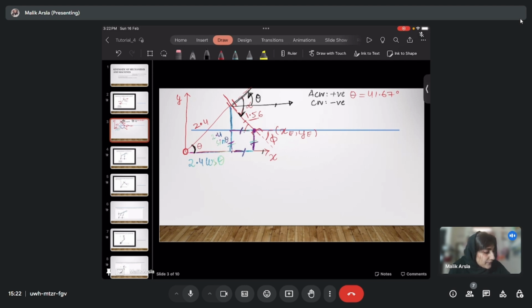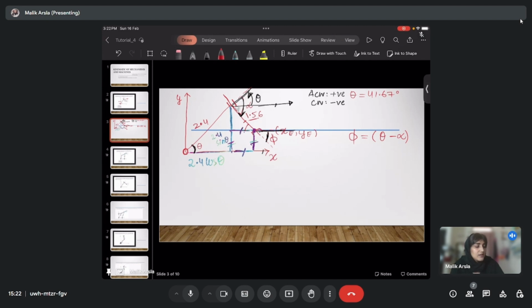From geometry, you can see that this line is parallel to this line because both are horizontal, so this angle will be equal to this angle. Sorry, not alpha, this angle will be phi. So basically phi can be written as positive theta minus alpha. Now alpha is obviously greater than theta, so this will be a negative quantity.